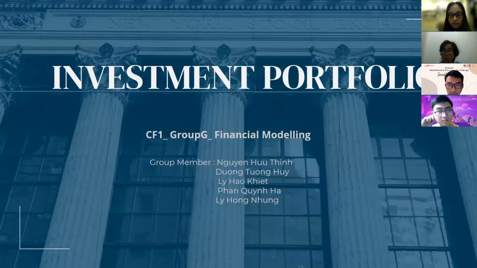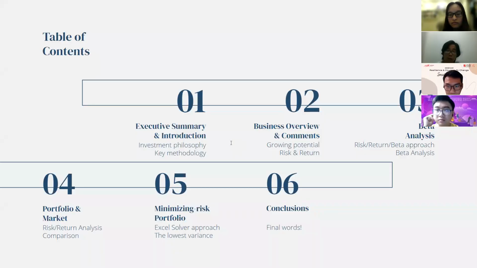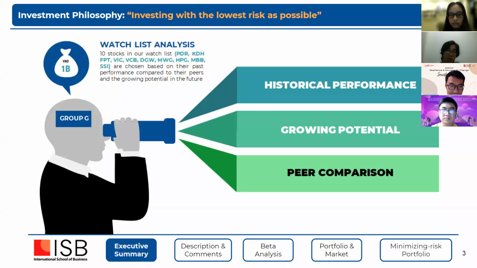In sum, we will analyze our watch list of 10 stocks and present how we made the decision to narrow it down from 10 to 5 stocks, which form our portfolio. Finally, we use Excel to find out how to allocate our initial investment of 1 billion Vietnam dong to these 5 stocks to get a portfolio with the lowest risk possible. So let's segue into the very beginning of our analysis, which is about our investment philosophy and methodologies.